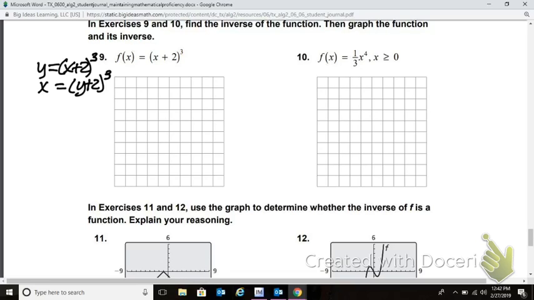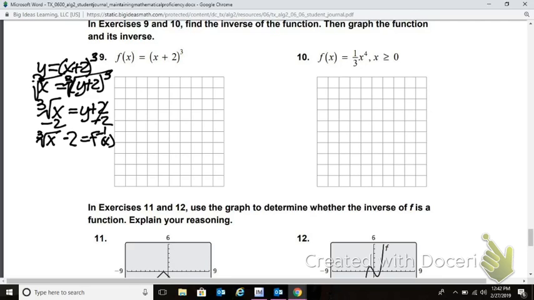Since we have an exponent of 3 on the right, we need to take the cube root of both sides to cancel that. So we get cube root of x equals y plus 2. Then we subtract 2. That gives us the cube root of x, minus 2, not inside the radical, equals f to the negative 1 of x. This is your inverse function.